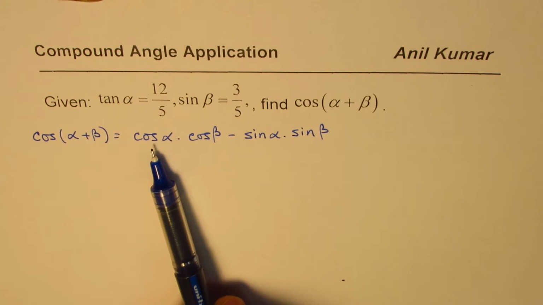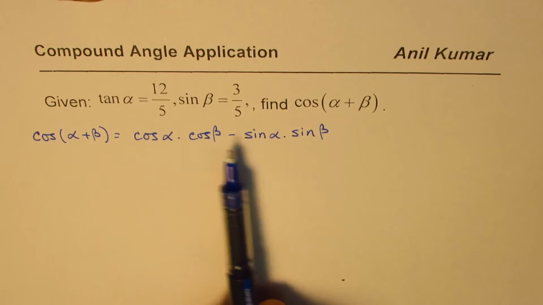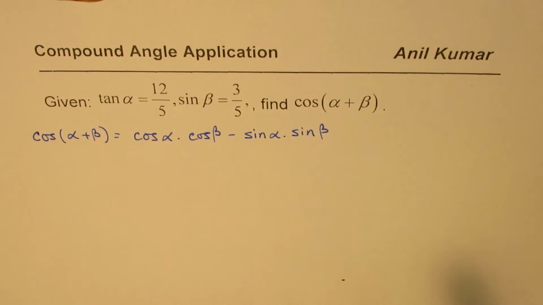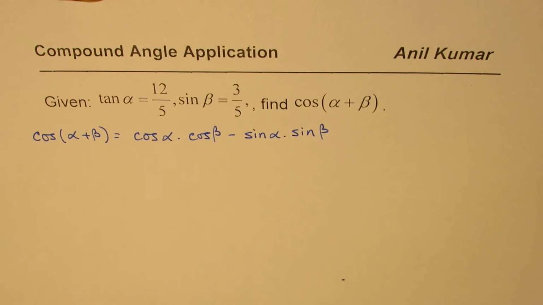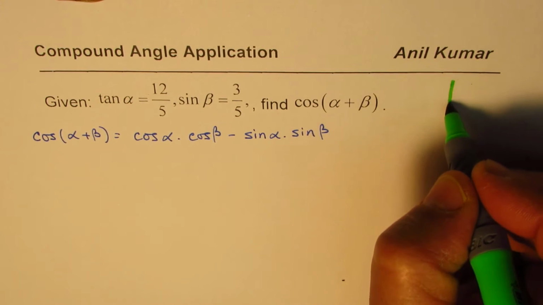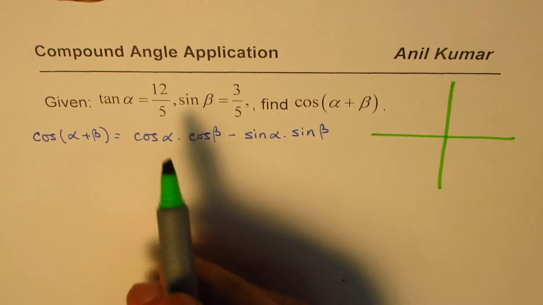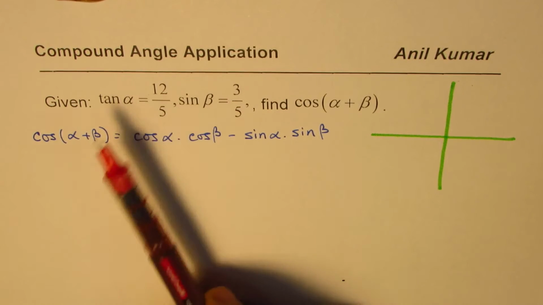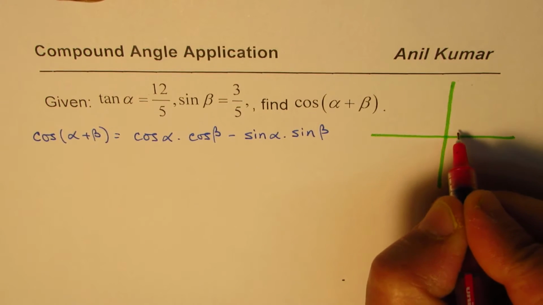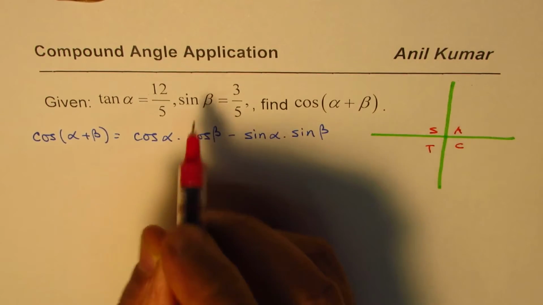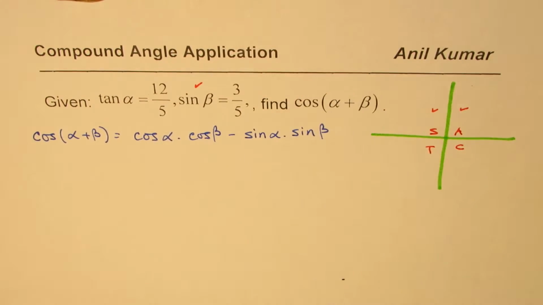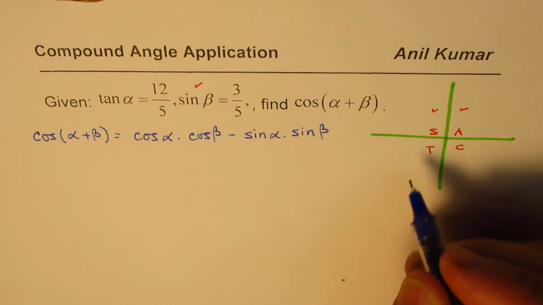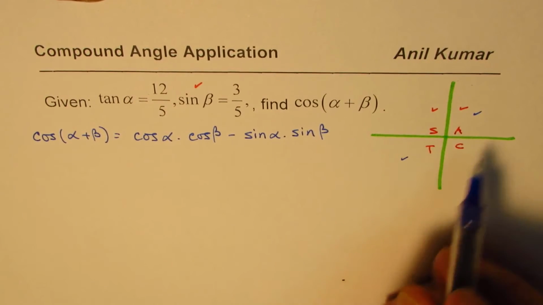Now, how do you find cos alpha, cos beta, and sine beta and sine alpha? Well, we are given tan alpha and sine beta. That should help us to figure it out. There's one more word which I would like you to concentrate on, which is we are given sine is positive, tan is positive, right? So the CAST rule for us says that sine is positive in these two quadrants, correct? That is for sine. As far as the tan is concerned, it is positive in these two quadrants, correct?